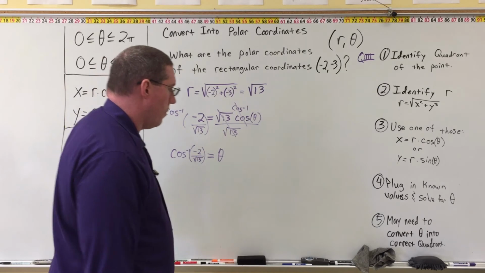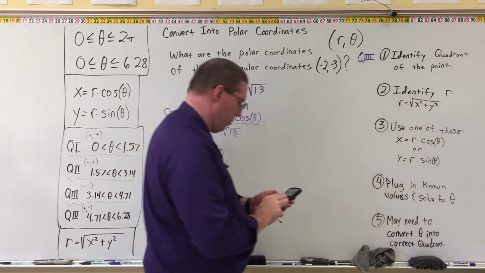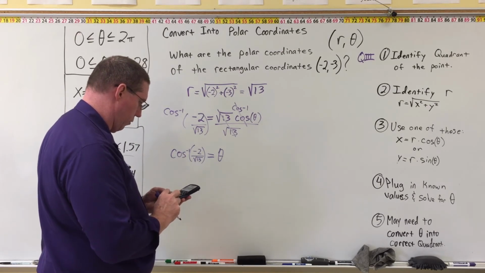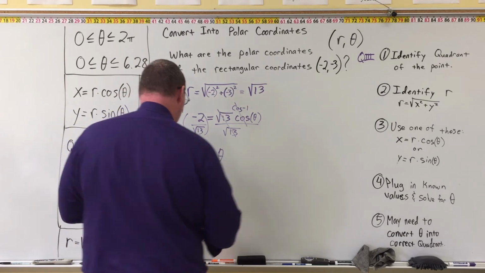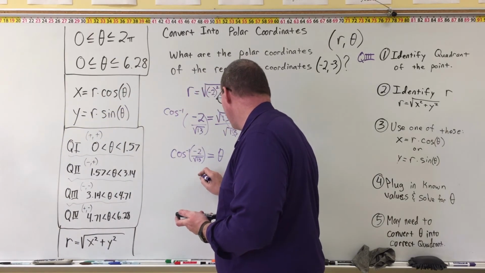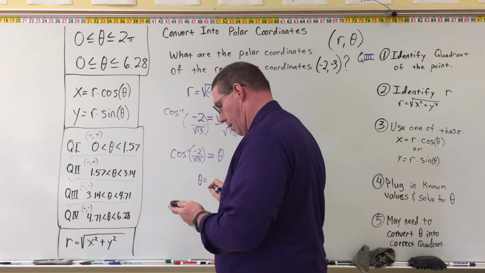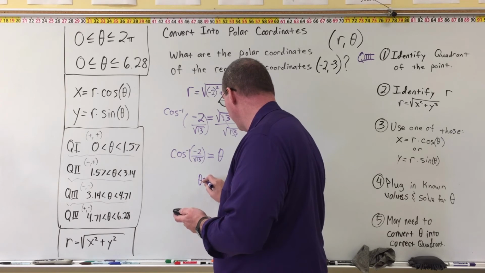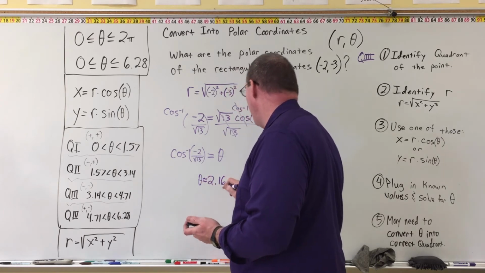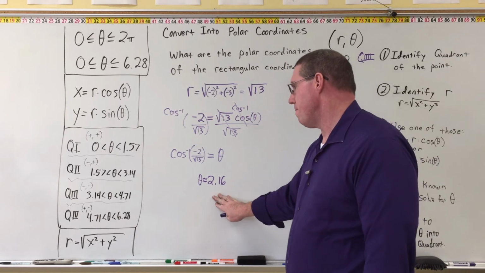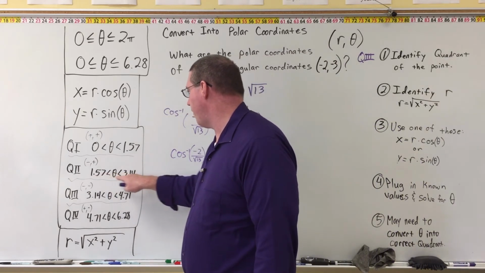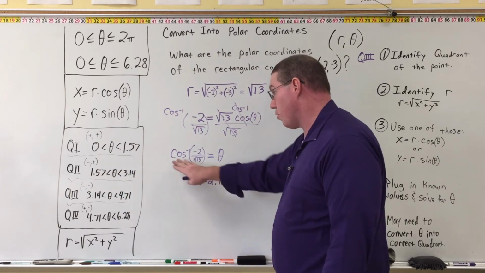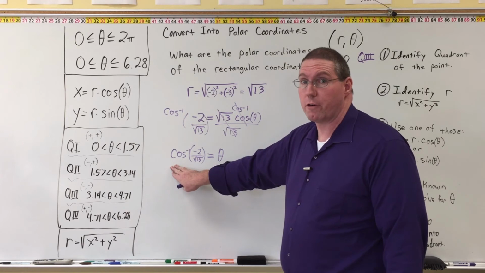Okay, so let's go ahead and do this in the calculator. We'll do cosine inverse of -2 divided by the square root of 13. And that's going to give us, see, here's the problem, a theta of approximately 2.16. The problem with this theta of 2.16 is that 2.16 is between 1.57 and 3.14. Okay? It's in the second quadrant. And that's because cosine inverse only gives us answers that are in the first or second quadrant.